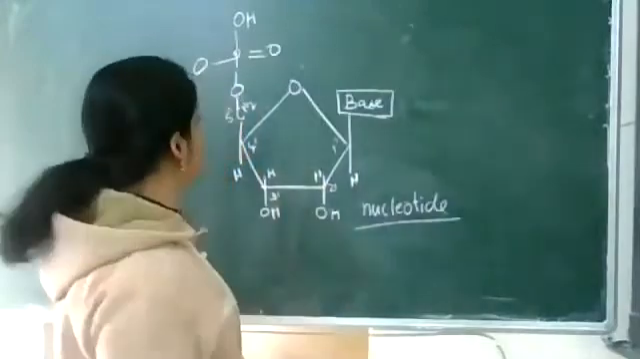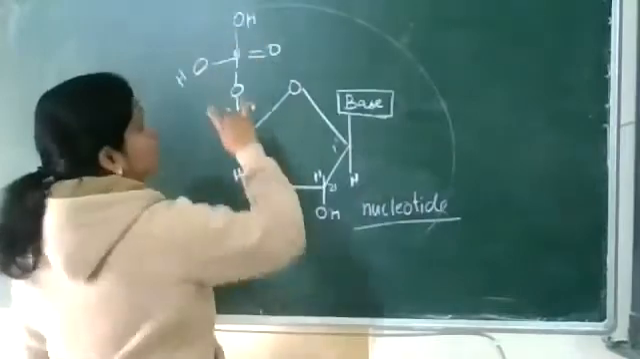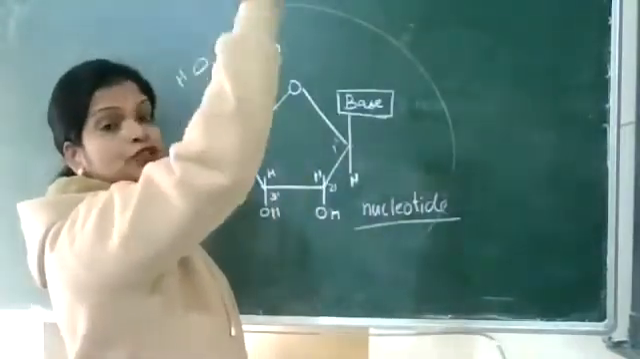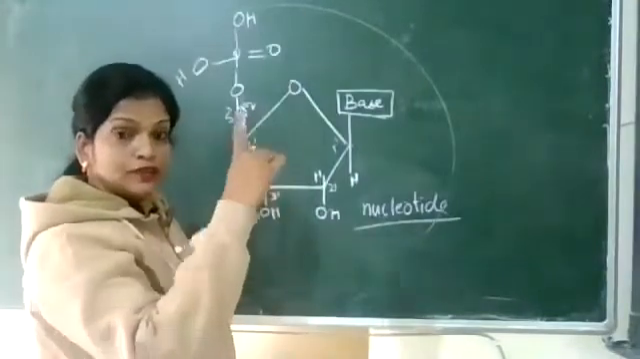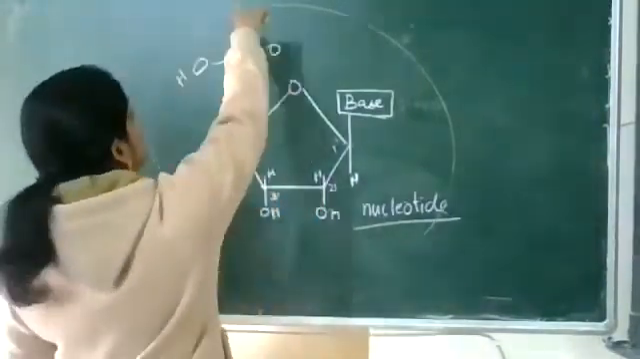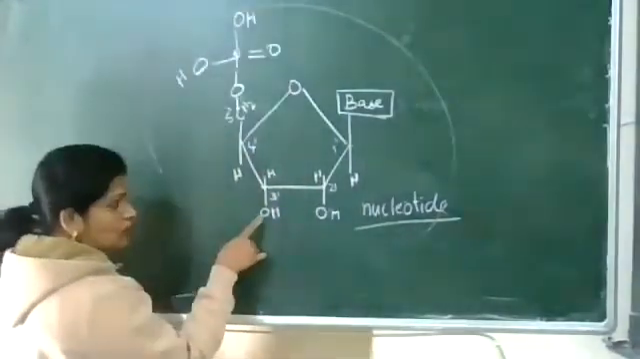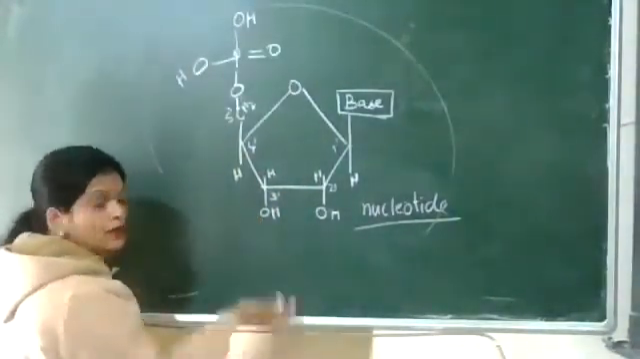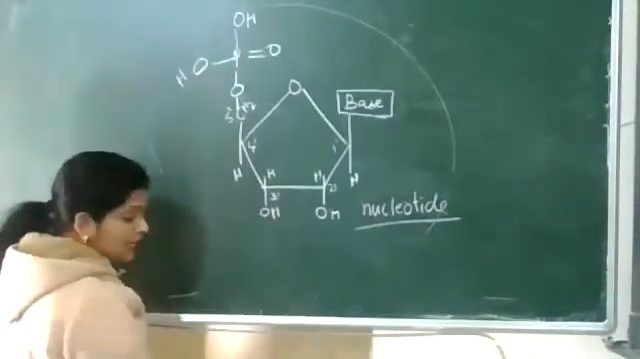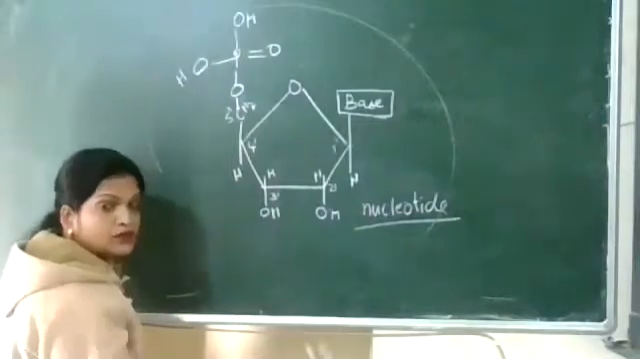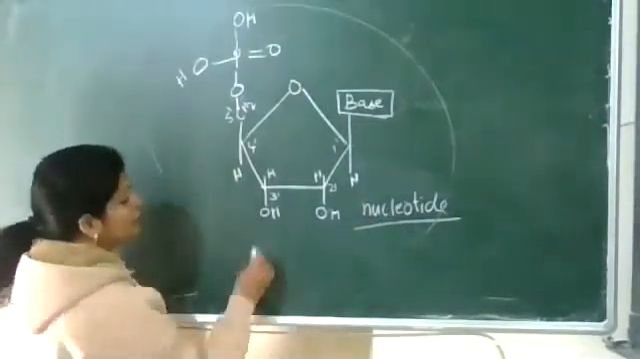Now the next monomer will be connected to the 3' position of the next nucleotide. There is no space to show, so I will be showing on this 3'. From down, one nucleotide will be connected to the 3' position. Like that, on 3', next one on 3', next one on 3', a polymer will be formed.